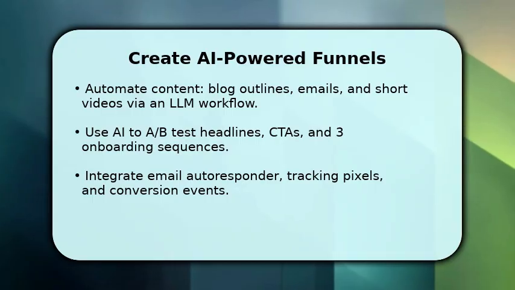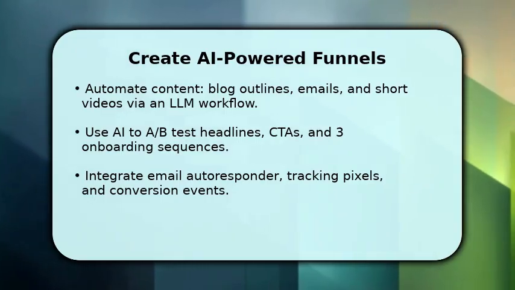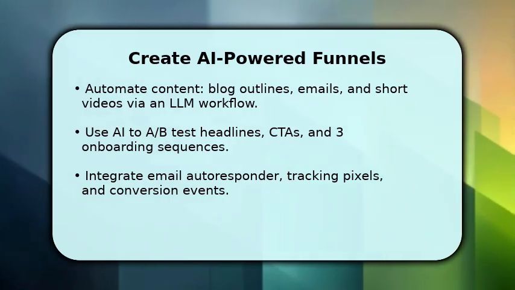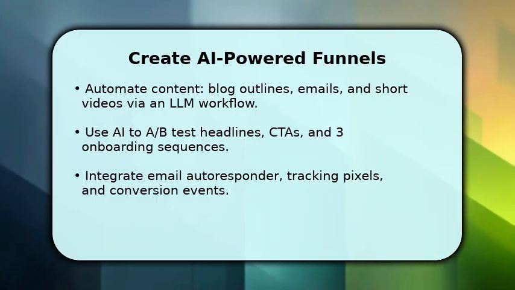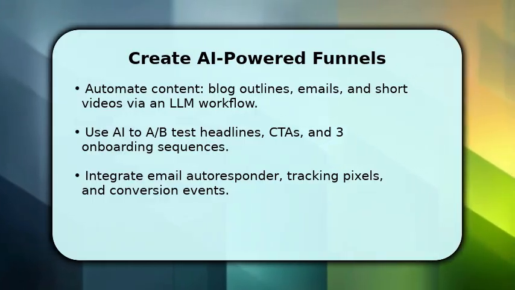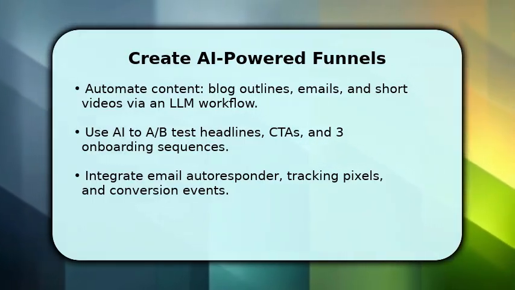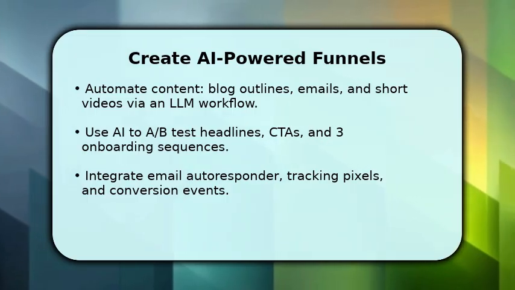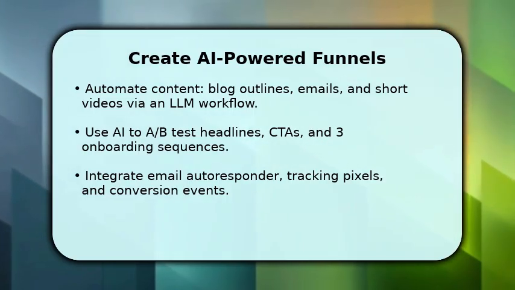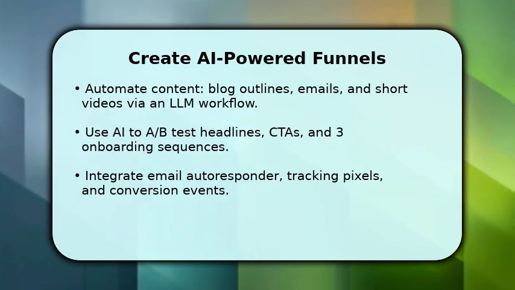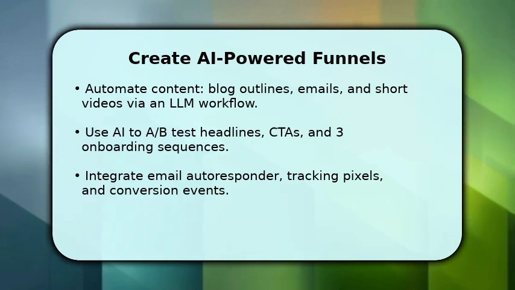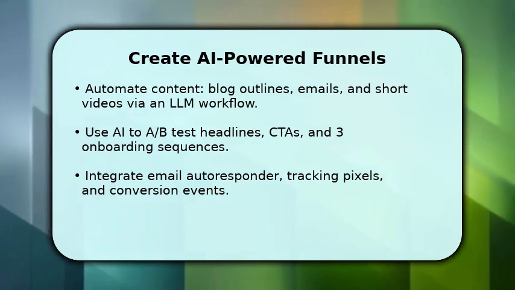Now you build the conversion funnel using AI to create and test the assets that actually convert. Use an LLM to draft blog posts, scripts for short-form video, and 3 email sequences, then programmatically A/B test headlines and CTAs. Connect your autoresponder and tracking pixels so every interaction feeds performance data back to the model. Once the model sees conversion signals, iterate headlines and offers faster than manual work. Make sure to treat AI output as drafts, refine tone, facts, and compliance before publishing.